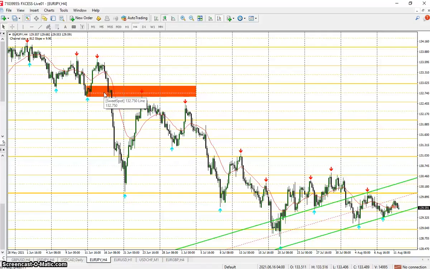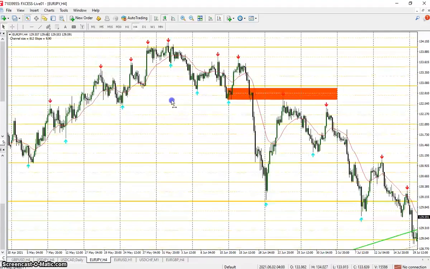That is 132,750. So we should be having 131,750. Price hit it beautifully. Okay, so it's very simple. So those are the indicators I use.